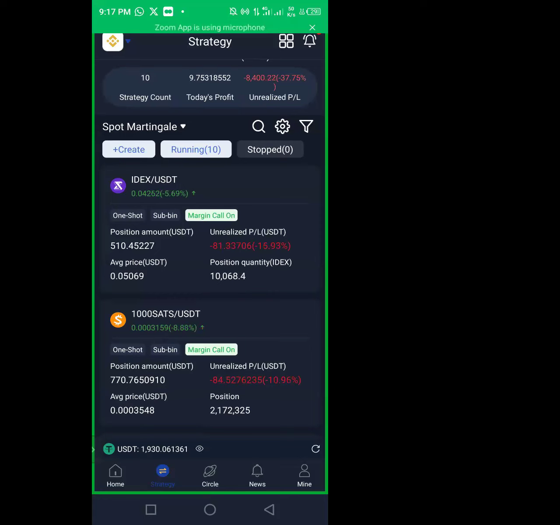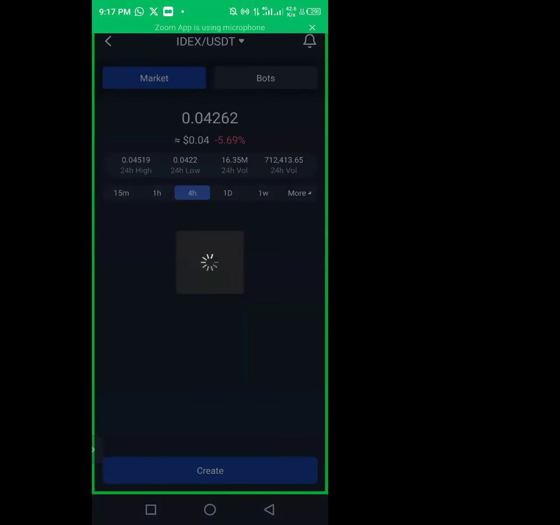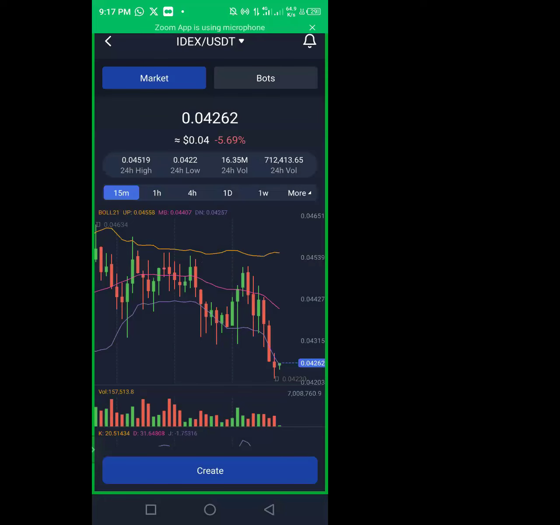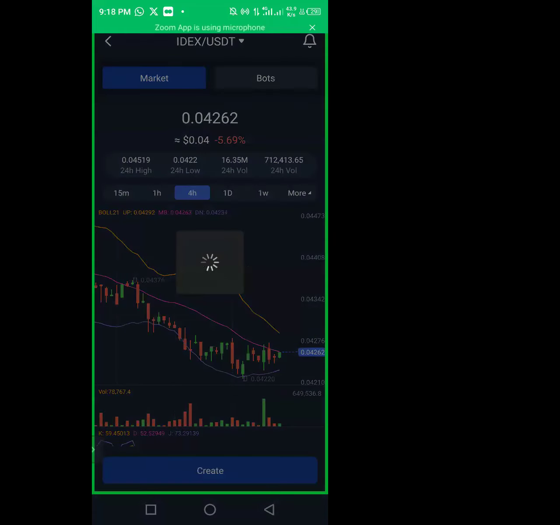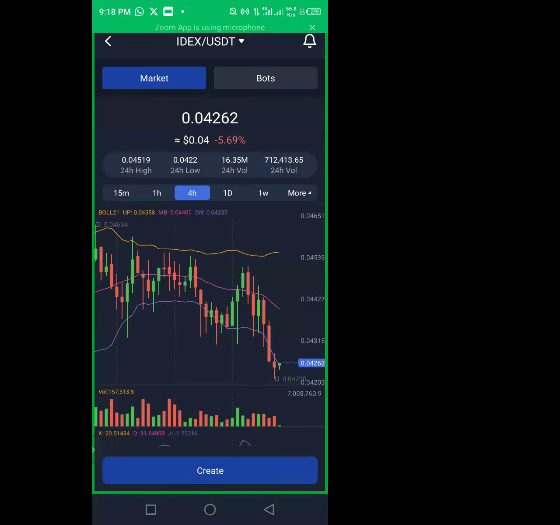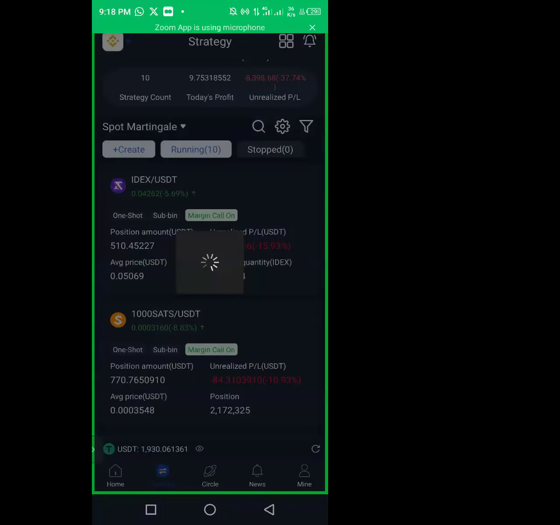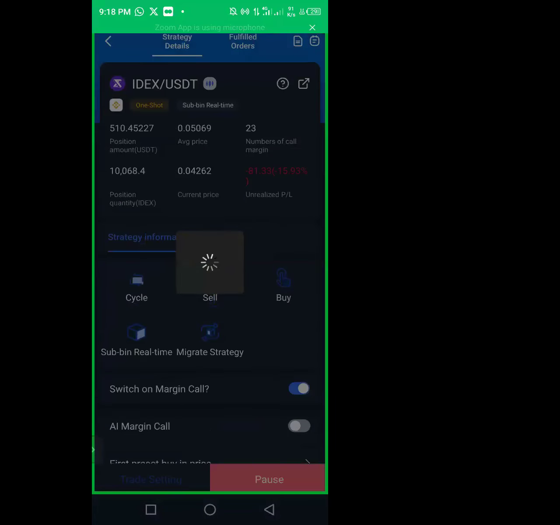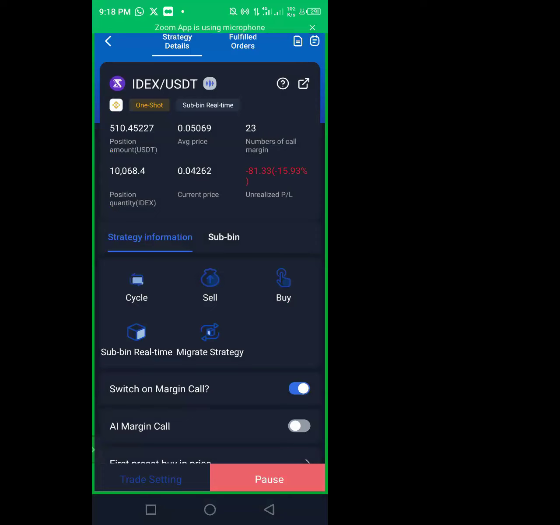So let's see the chart. You are also going to consider the chart of the trade. It's advisable to do a coin that has been down for so long. With this chart, it's likely that this coin is going to come up. Since it has the lowest position amount, this 510, I will click on it. The unrealized profit/loss is minus 15%, so I will go ahead and click on buy.